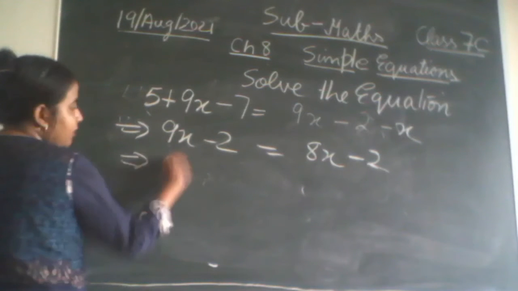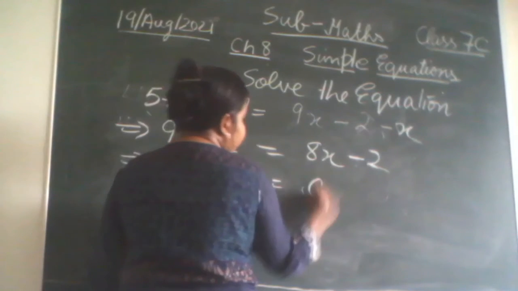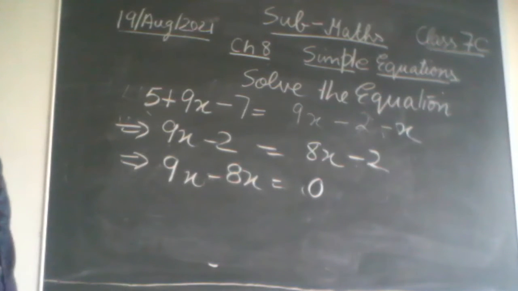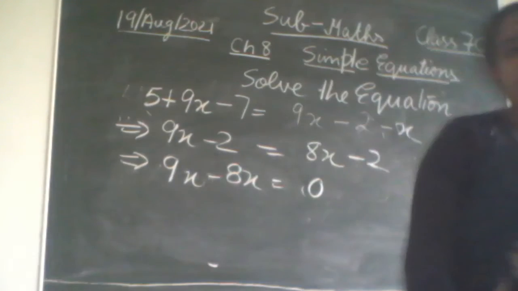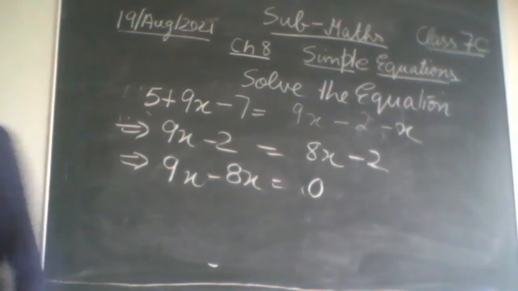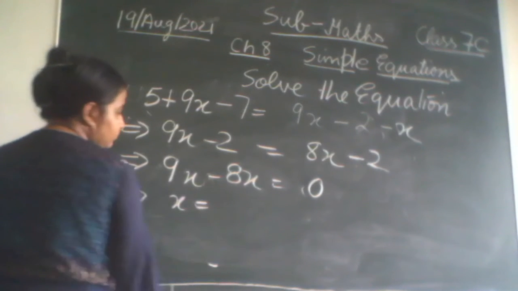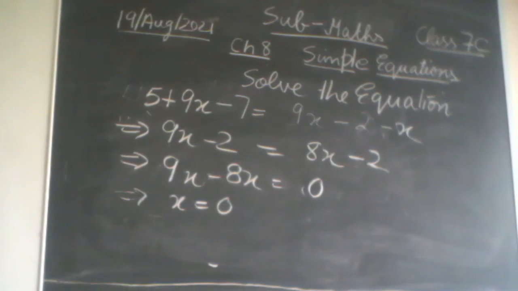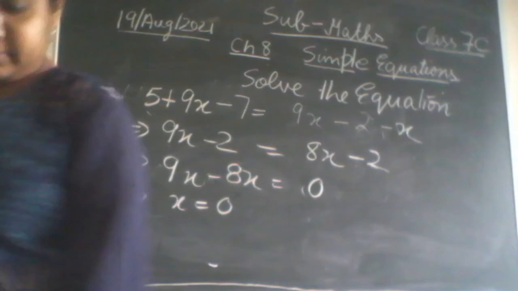And from here 9x minus 8x is equal to minus 2 plus 2, 0. Am I correct? Yes, ma'am. Minus 2 when it goes to that side becomes plus 2, and minus 2 plus 2 is equal to how much? Ma'am, 0. So that means x is equal to how much? 9x minus 8x is x, and x is equal to 0. Ma'am, 0.